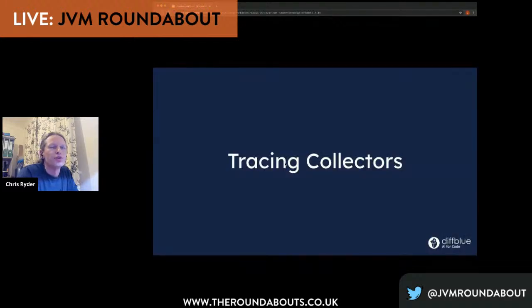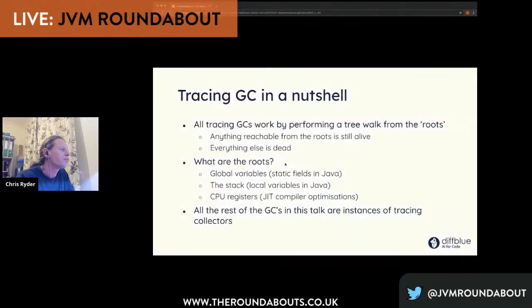So how do we deal with cycles? One of the ways we deal with them is what's known as tracing collectors. This is a broad range of different types of garbage collectors, and I'm going to go through some examples here. In fact, all the rest of the examples I'll go through in this talk are tracing collectors. The idea of tracing collectors is that you just do a tree walk from some roots, which I'll explain in a second, and anything that is reachable from those roots is still alive, and everything else is dead.